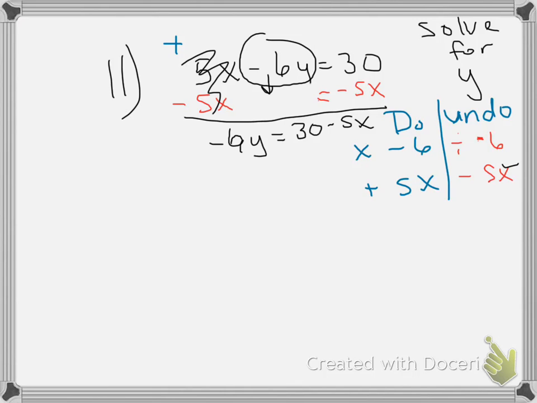Now we're going to divide both sides by -6. When I divide by -6, I'm going to divide everything by -6. And I want to rewrite this where we can read it because it's too bunched up. So -6y equals 30 minus 5x. I'm going to go ahead and erase this part so we're not confused, and clean it up a little bit. Okay, so we're going to divide everything by -6.